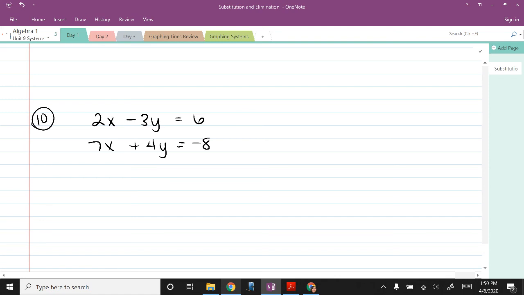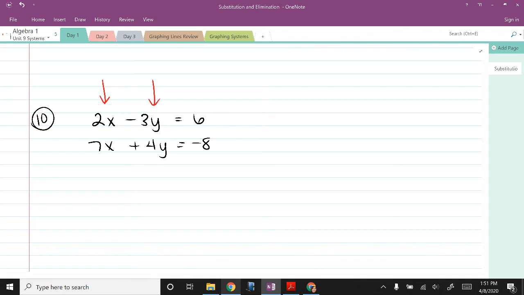So if I look at these to eliminate, the x's are not ready to eliminate, and neither are the y's. So I want to see which one would be best to eliminate. So look at my x's. 2 don't go into 7. Look at the y's. 3 don't go into 4. Okay, so I can't just multiply one row by something. I'm going to have to multiply both rows.